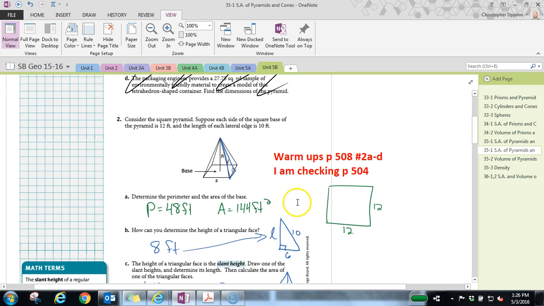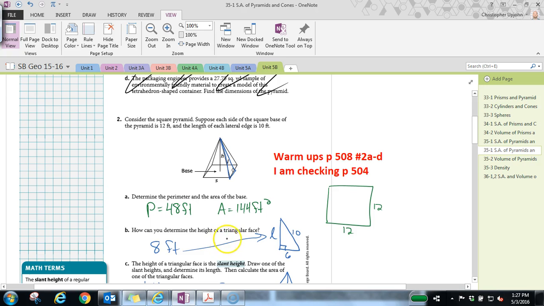So determine the perimeter and area of the base. Well, if we have sides of 12, 12 plus 12 plus 12 plus 12 is 48 feet. Our area is 12 times 12, 144 feet squared. Make sure you're using the correct units, either linear, squared, or cubed when we're talking about volume.